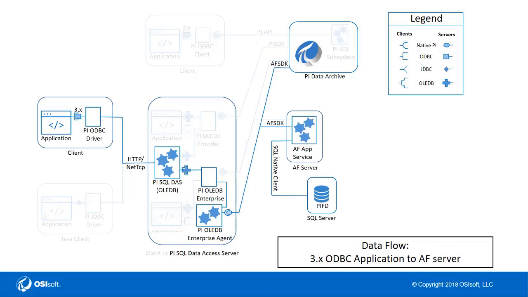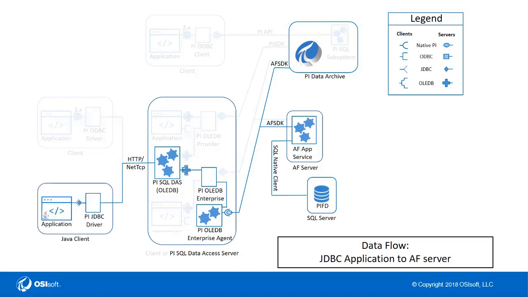For an ODBC application connecting to the AF server, it would use the PI SQL Data Access Server to communicate to the PI OLEDB Enterprise, which would then use PI OLEDB Enterprise Agent to connect to the AF server and data archive. Same thing with the JDBC driver, except that it's using the JDBC driver instead of the ODBC driver.